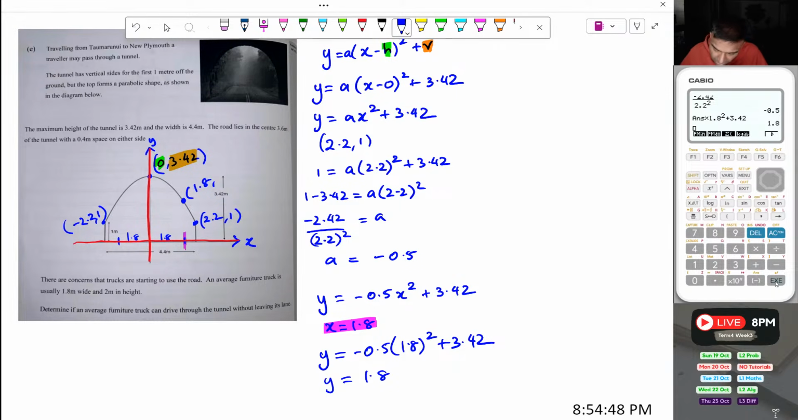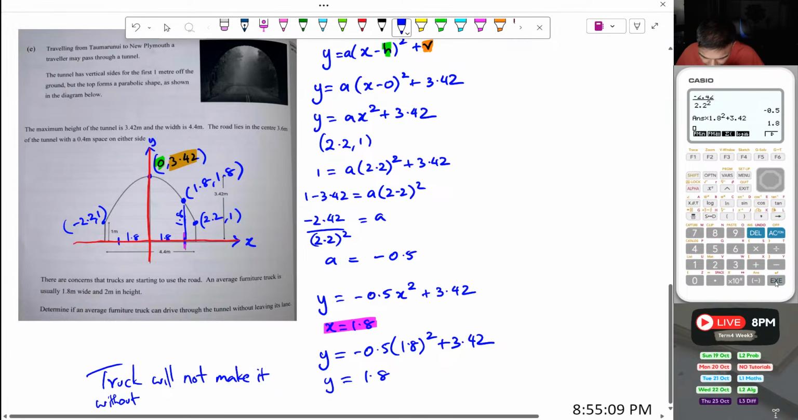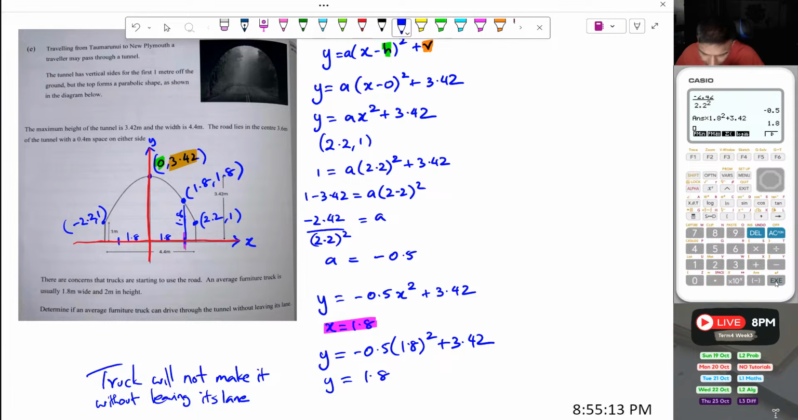Now, because it's giving us 1.8, this height here is actually 1.8, and because the truck is 2 meters in height, the truck will not make it without leaving its lane. So we can just say that. That's pretty much it for this question.